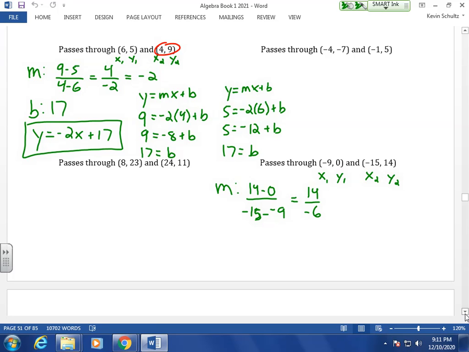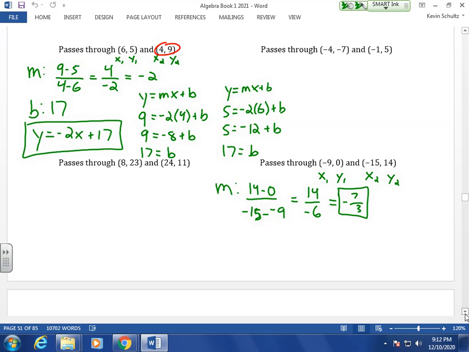Ugh, this is not pretty at all. Why did I pick this one? Yikes. But then we have 14 over -6. That reduces to be -7/3. And that's going to be our slope. -7/3. Gross.